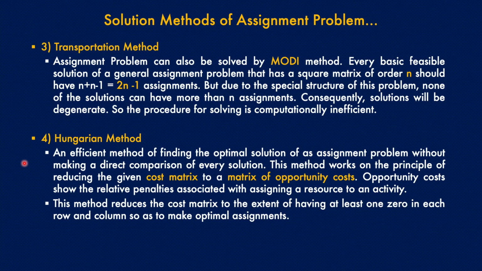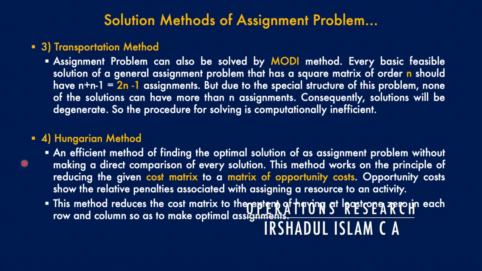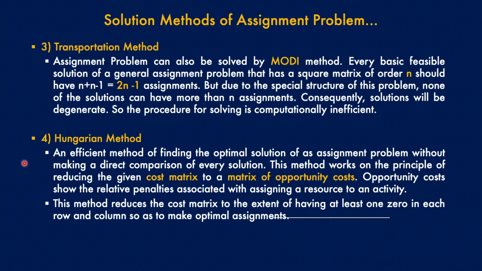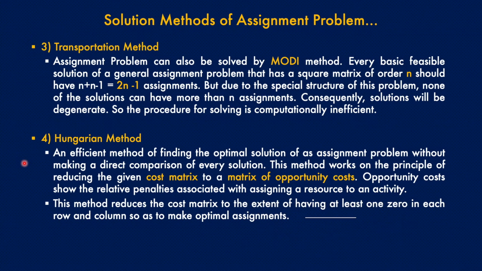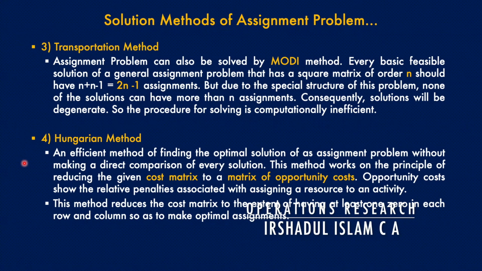And the third method is the transportation method. Assignment problem can also be solved by the MODI method. A basic feasible solution of a general assignment problem that has a square matrix of order n should have n plus n minus 1, that is 2n minus 1 assignments. But due to the special structure of this assignment problem, none of the solutions can have more than n assignments. Consequently, solutions will be degenerate. So the procedure for solving is computationally inefficient.